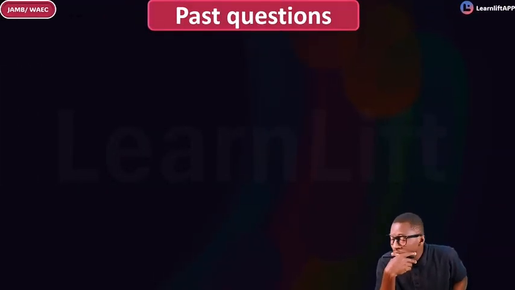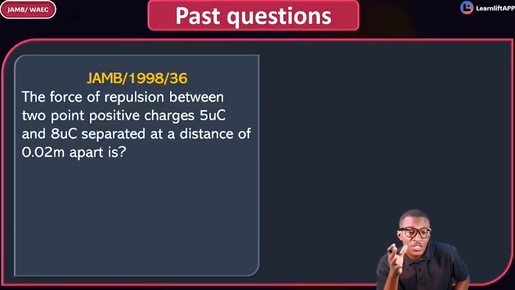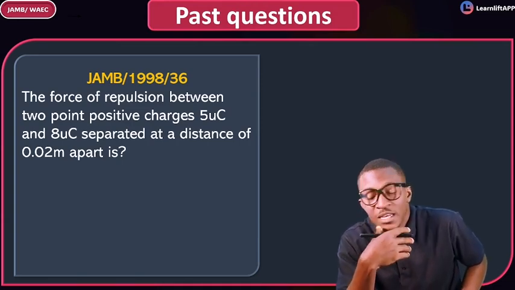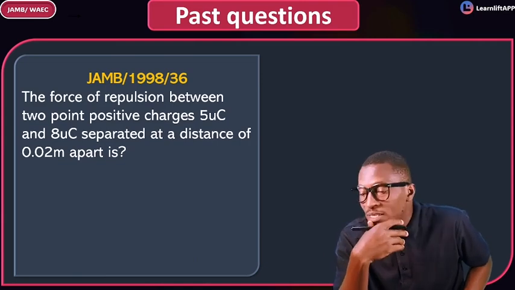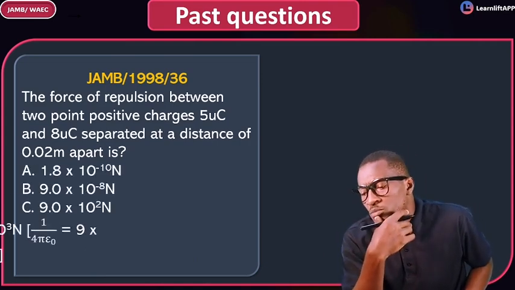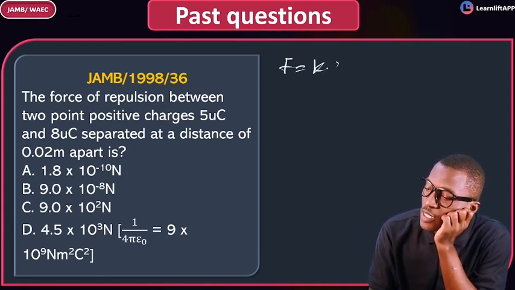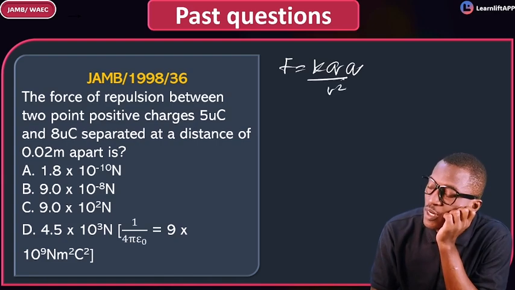Do you understand that? Let's take another past question, where you see that the force of repulsion between two positive charges was given as 5 microcoulomb, separated by a distance. And they're asking what will be the force of repulsion. Of course, we know that force is given as K Q1 Q2 all over R squared.